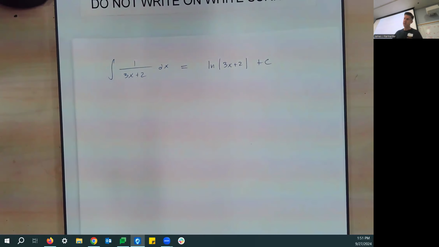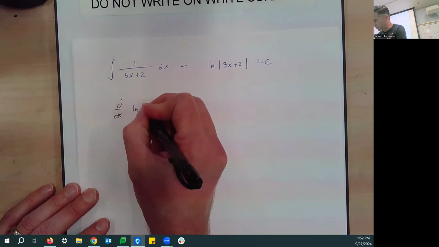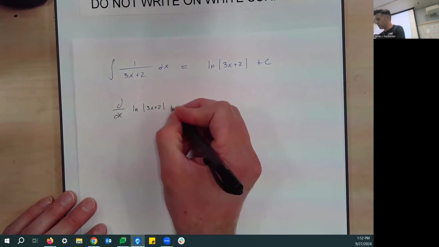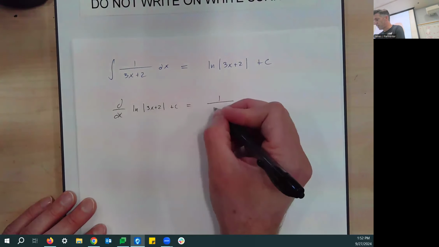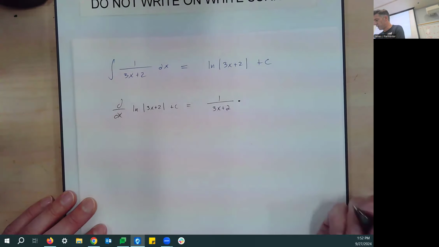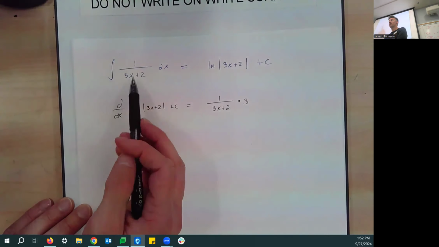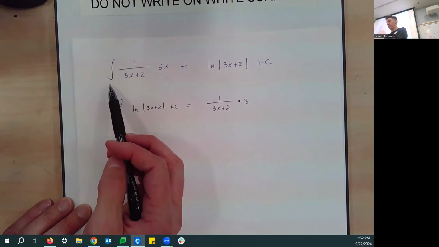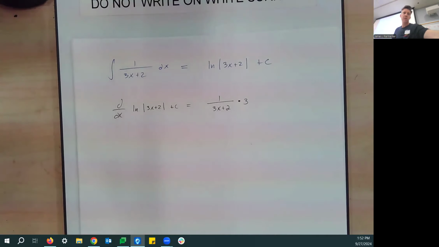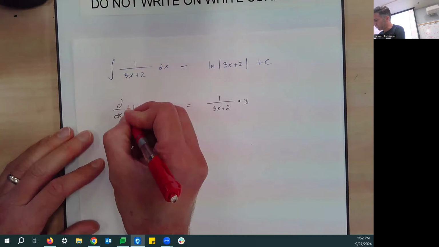Let's check it. So we take the derivative of the natural log of the absolute value of 3x plus 2. When you take the derivative, you can really just ignore the absolute value. I guess I should write the plus c. It's going to be 1 over the stuff. What number do I have to multiply by here? Oh, but I didn't have a 3 there, right? My antiderivative was just the antiderivative of 1 over 3x plus 2, not 3 over 3x plus 2. So what am I going to do? I'm going to divide by 3 or multiply by 1/3.